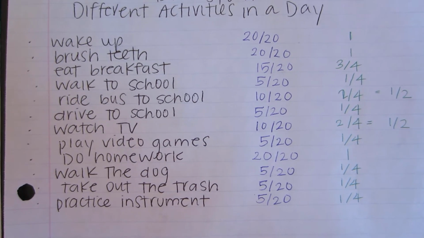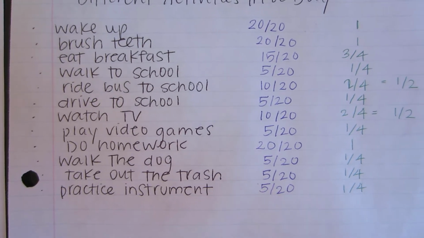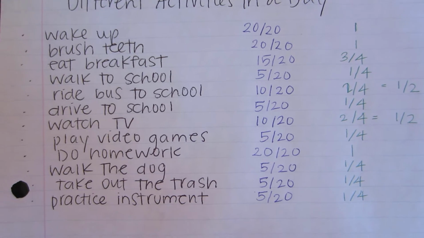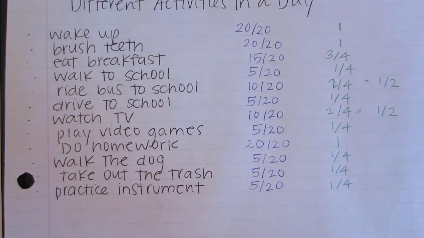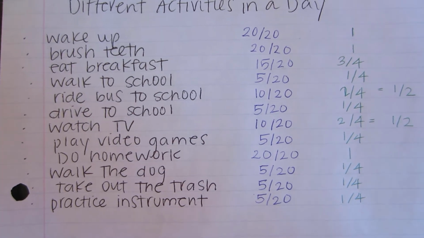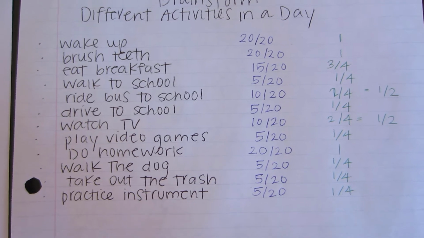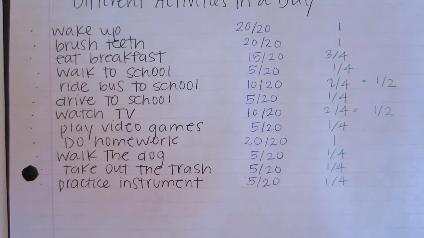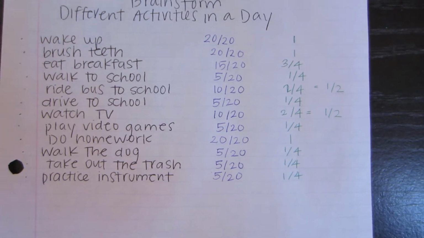5 out of 20 students will walk to school daily. 10 out of 20 students ride the bus. 5 out of 20 drive to school. 10 out of 20 students watch TV daily. 5 out of 20 play video games daily. 20 out of 20 students are hopefully doing their homework daily. 5 out of 20 students have a chore of walking the dog daily. 5 out of 20 take out the trash. And 5 out of 20 practice their instrument.